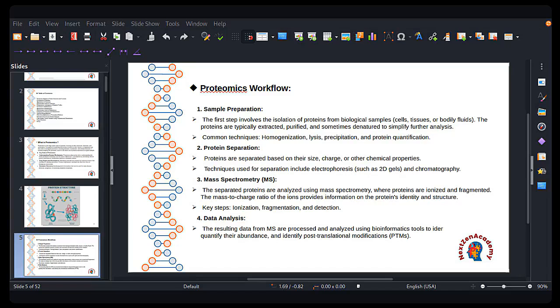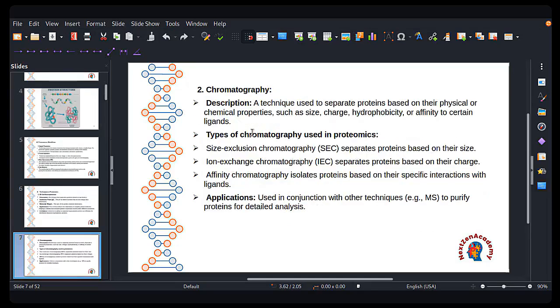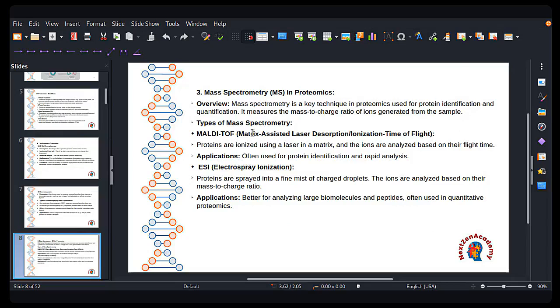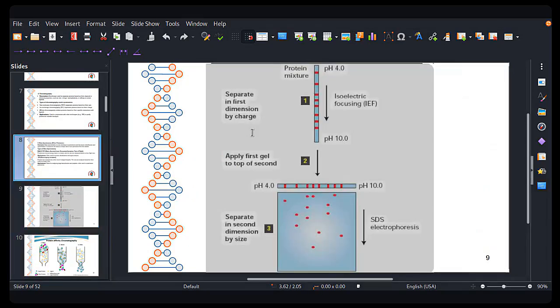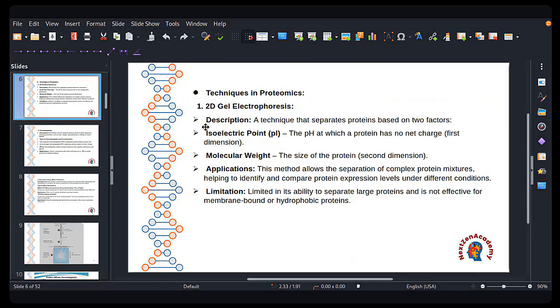Okay. Then techniques in proteomics. These are important. All of these are lab techniques. We are going to study 2D gel electrophoresis, then chromatography, then mass spectrometry. Okay. See, what is the purpose of these techniques? Why are we using these different techniques? To separate proteins based on their different factors, right?